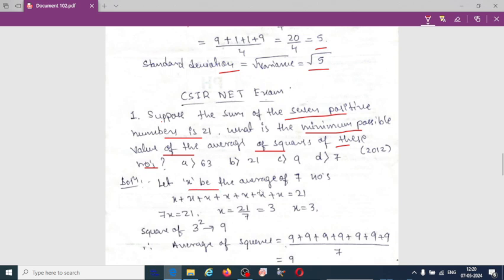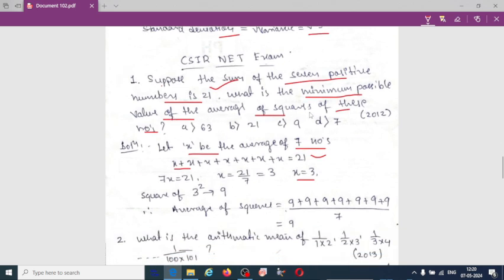They have given the sum of 7 positive numbers is 21. So let us take x to be the average of the 7 numbers. So you have to add x 7 times, that is equal to how much? 21. Then 7x is equal to 21. x we will get 21 by 7, 3. Here they have asked for the value of the average of squares of these numbers. So all the values of x are 3. All are 3, having the value of 3. So we have to square the 3, that is 3 square equal to 9. Average of squares is given by, you have to add 9 7 times, so 63 by 7 is equal to 9.